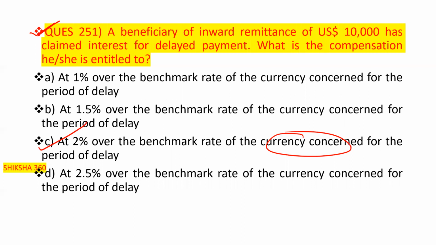Over 2% of the benchmark rate of the currency concerned, for the period of delay. So option number C is the correct answer here, that is, at 2% over the benchmark rate of the currency concerned for the period of delay.